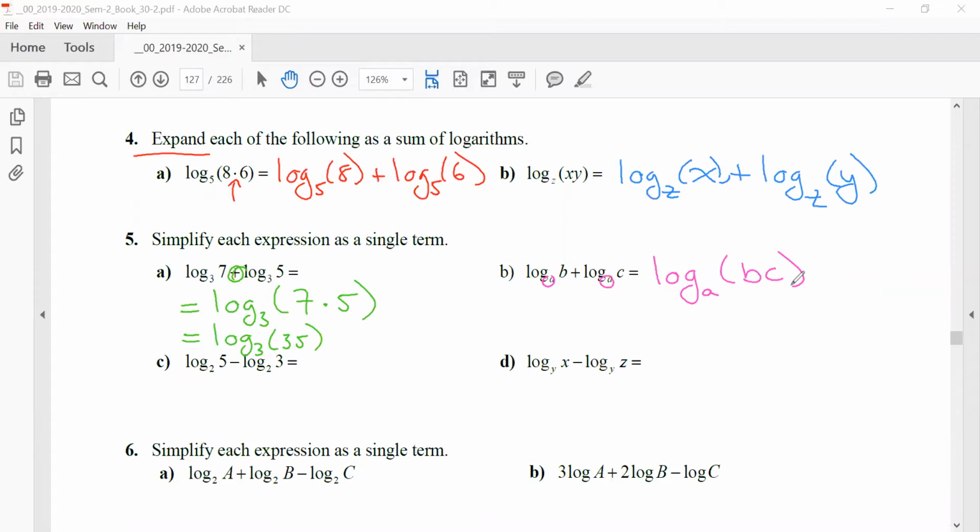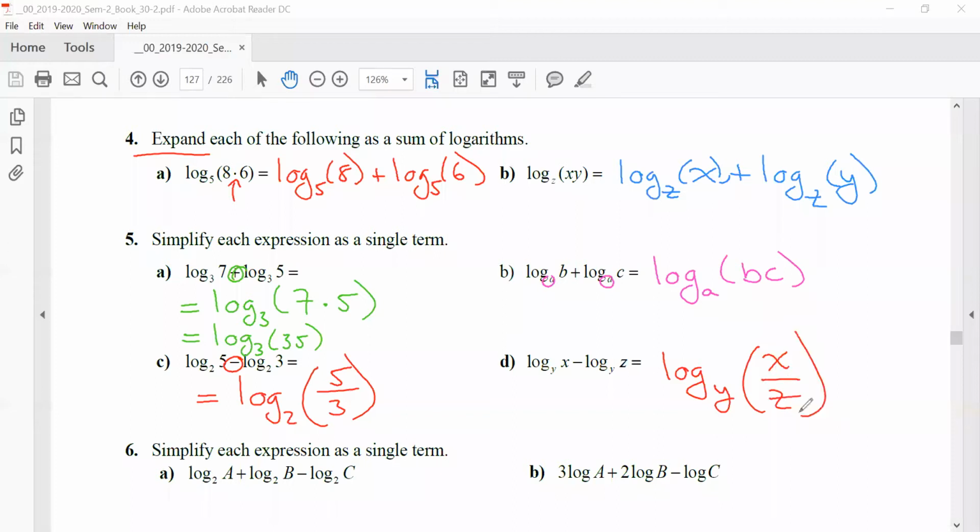Well, C, I notice there's a subtraction in between. Right there. There's a subtraction. So when there's a subtraction, that means I'm going to turn this into division. Log base 2 of 5 divided by 3. Booyah. Done. Okay, the next one, again, no numbers, don't care. Bases are the same. There's a minus in between. I subtract. Look at that.